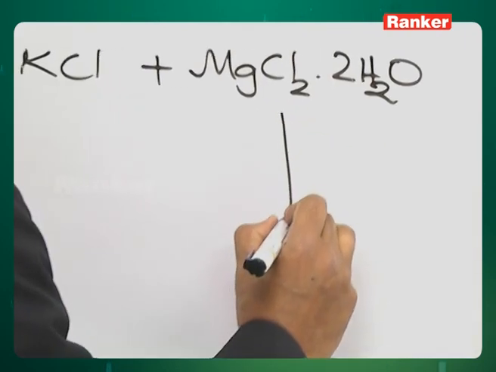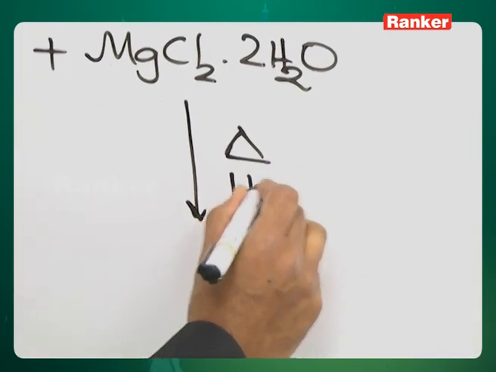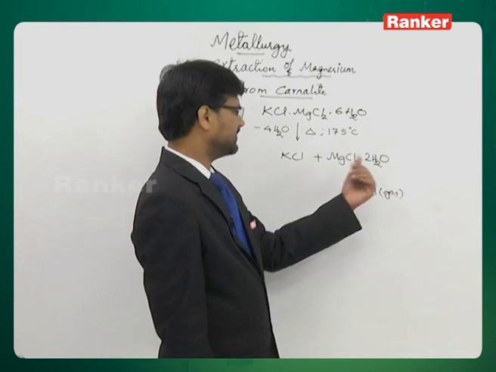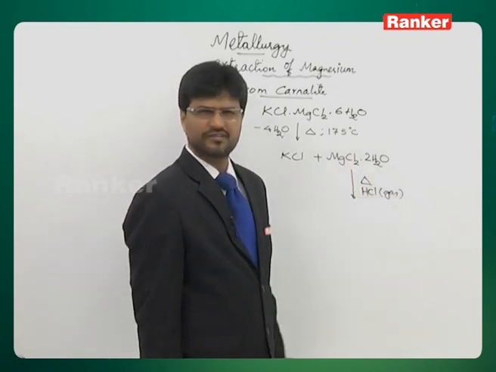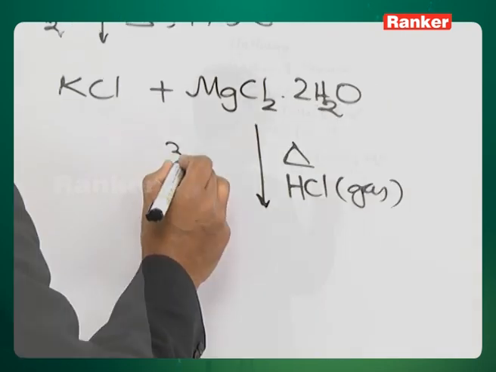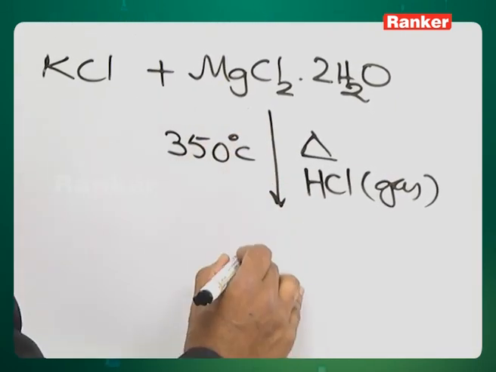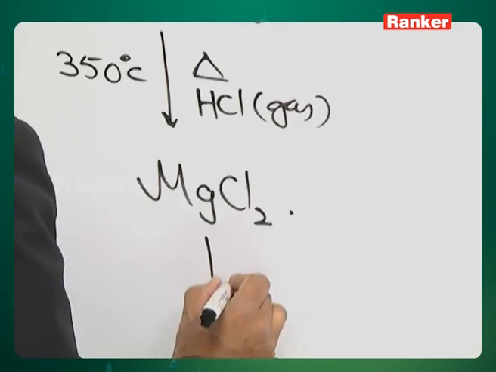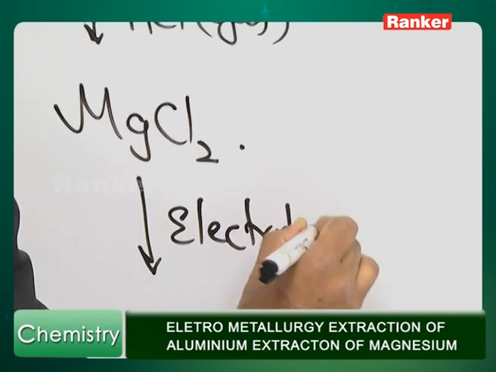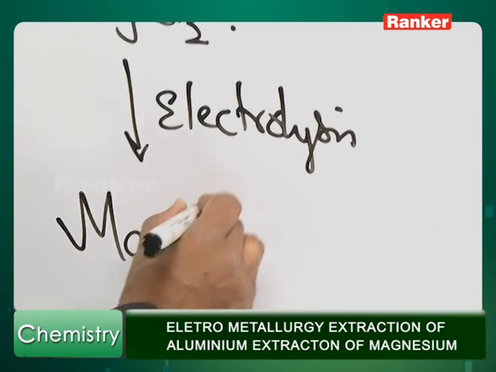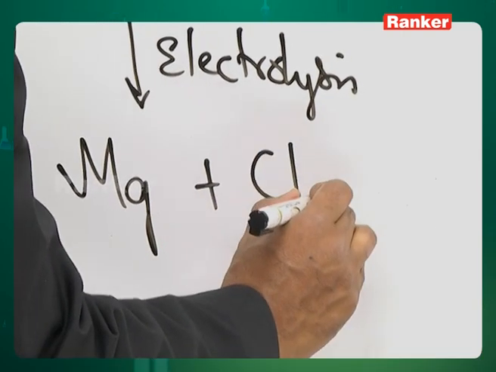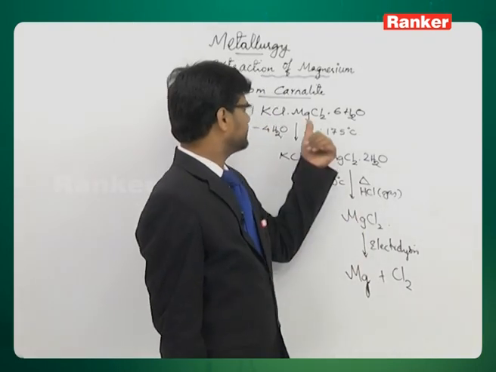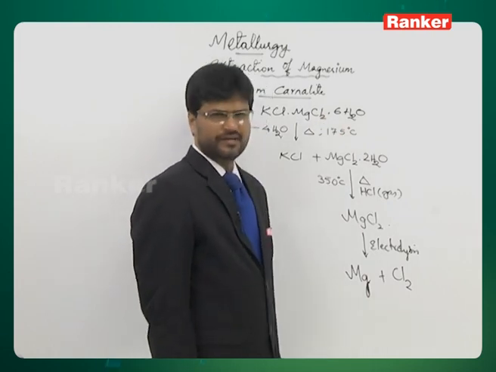So what we need to do is heat it in presence of HCl gas. If you don't circulate HCl gas, then there is a possibility of MgCl2 undergoing hydrolysis to give MgO. Here you need to heat it to 350 degrees Celsius. You get anhydrous MgCl2. This is subjected to electrolysis to get magnesium at cathode and chlorine at anode. So this is how carnallite is transformed into metallic magnesium.